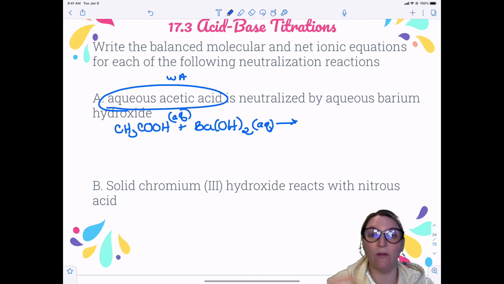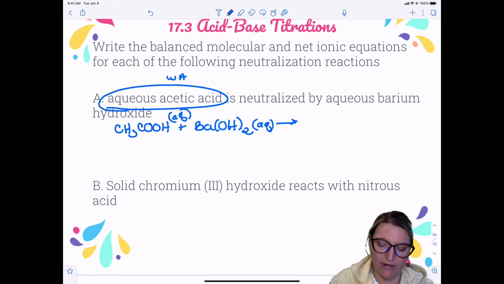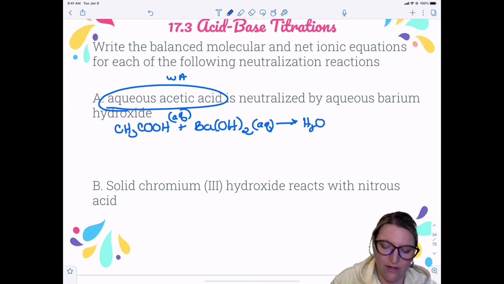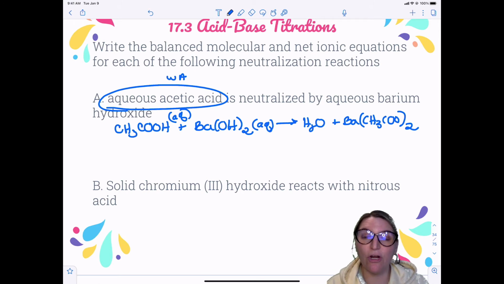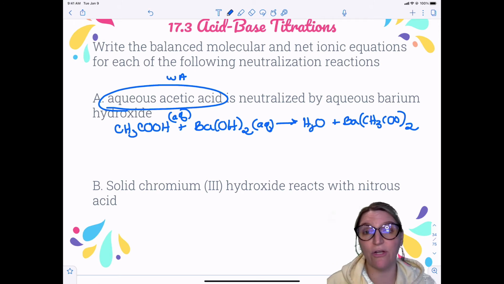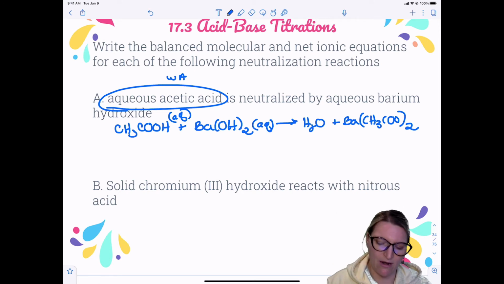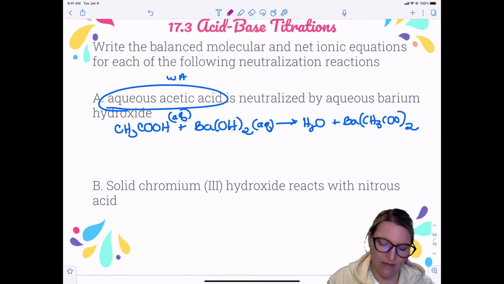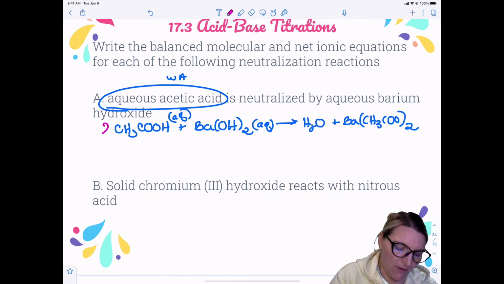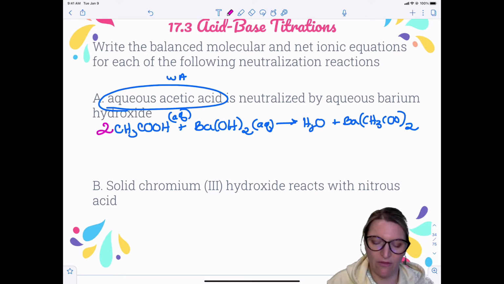And what will happen? Well, of course, the H and the OH will get together to form water, and the other product will be barium acetate. And now we need to crisscross the charges, actually figure out the formula of that other product, barium acetate. And then from this, we need to balance it, noticing that there's 2 acetates on the right. So I'm going to need 2 moles of that acetic acid on the left and 2 moles of water.